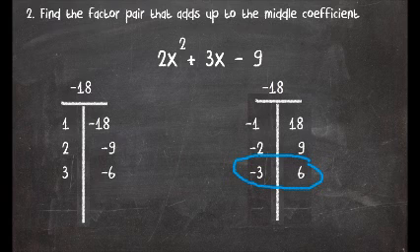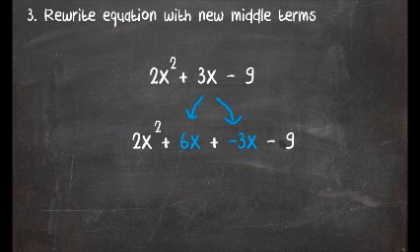Let's use these. Step 3 is rewriting this equation with the new middle terms. So instead of writing 2x squared plus 3x minus 9, let's use the new factor pair that we found. Our new equation looks like this: 2x squared plus 6x plus a negative 3x minus 9.